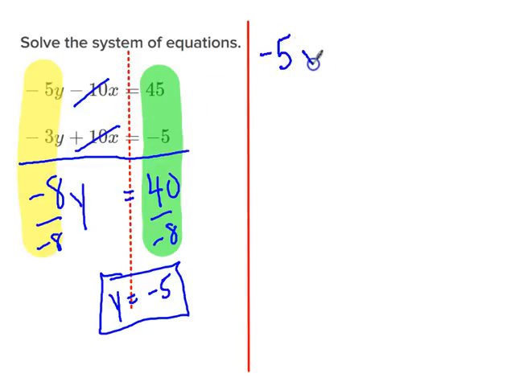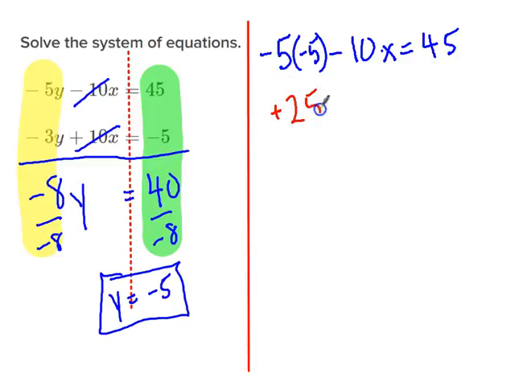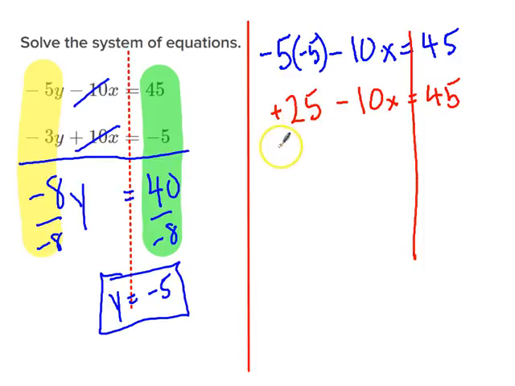So -5 times y minus 10 times x equals 45, and the variable that I can replace here is y. Y equals -5, and negative times negative is a positive. 5 times 5 is 25, minus 10x is 45. I'm going to cancel the 25 first.